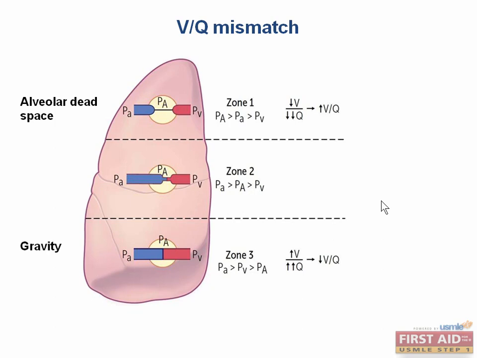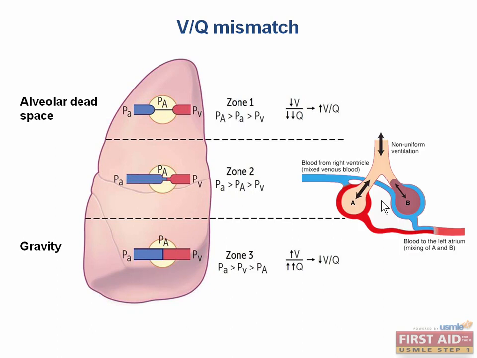Now let's talk about the extremes of a VQ mismatch. A VQ of 0 represents a complete shunt, in which there is perfusion but no ventilation. So what are some examples of this? Well, you'll see this shunt with status asthmaticus and airway obstruction, like in mucus plugging in cystic fibrosis patients. And in these cases, increasing the fraction of inhaled oxygen does not really improve arterial PO2 because that oxygen will never actually reach the capillaries.